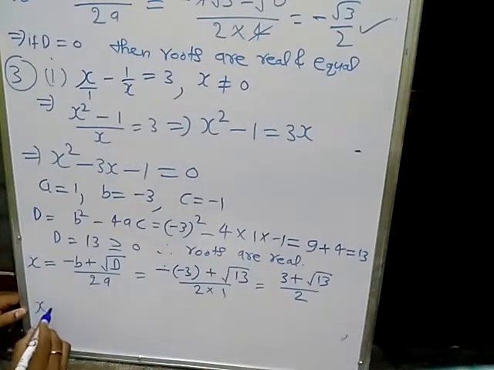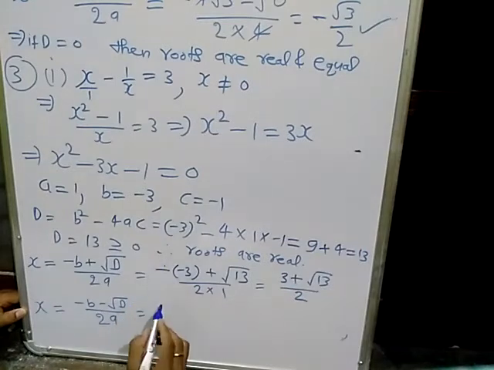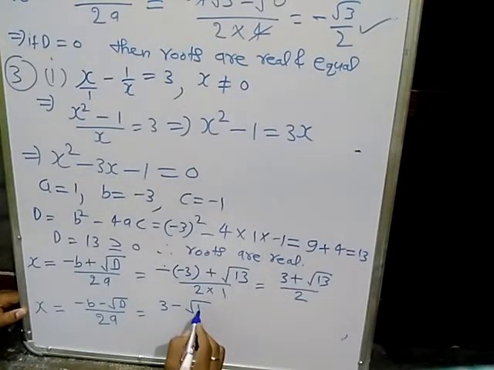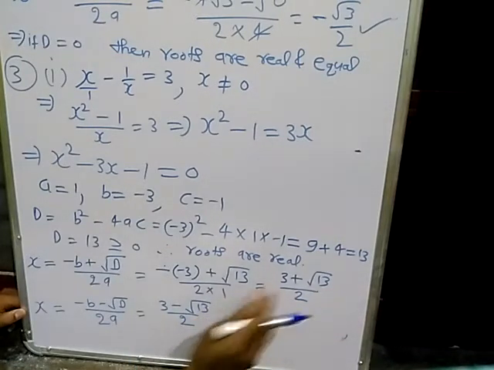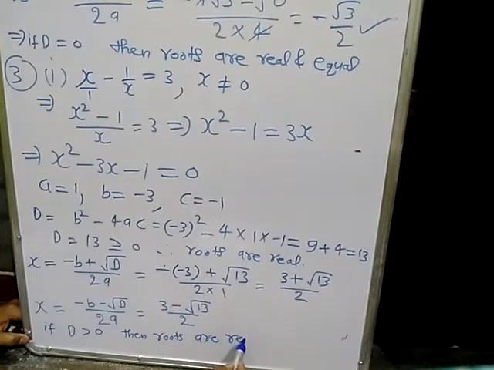And what is second? x is equal to minus b minus root D upon twice of a. So you can understand this will be the same. Only here the sign will change, 3 minus root 13 upon 2. So you can see both roots are not equal. If this is alpha and this is beta, alpha is not equal to beta, means if D is strictly greater than 0, then roots are real but unequal. They will not be equal. So this is the second property.